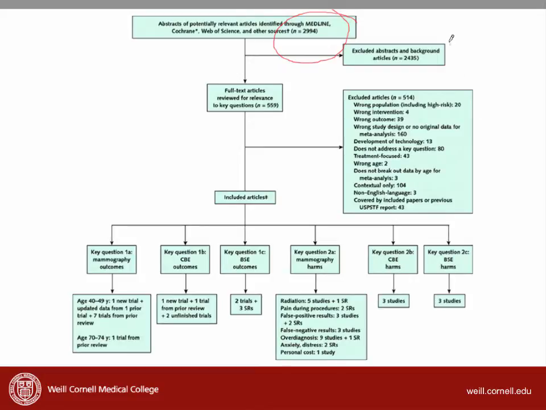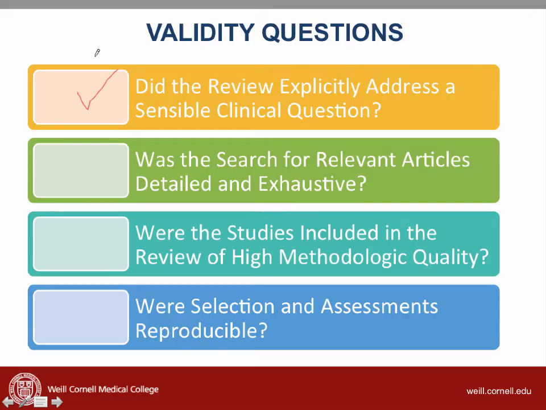As you can see, the authors excluded 2,435 articles just based on abstract review. They then excluded 514 articles based on their inclusion and exclusion criteria. For the question about mammograms in women aged 40 to 49, the authors included 9 articles. Going back to our validity questions, it does appear that the authors did an exhaustive search of the literature for relevant articles. So let's give that question a check.